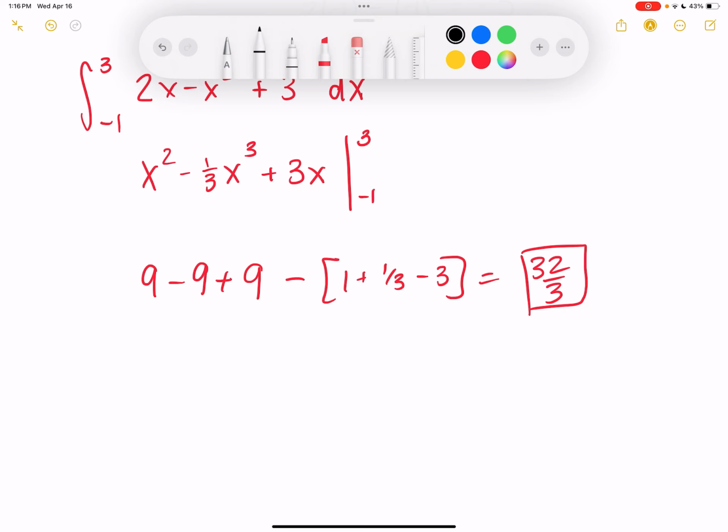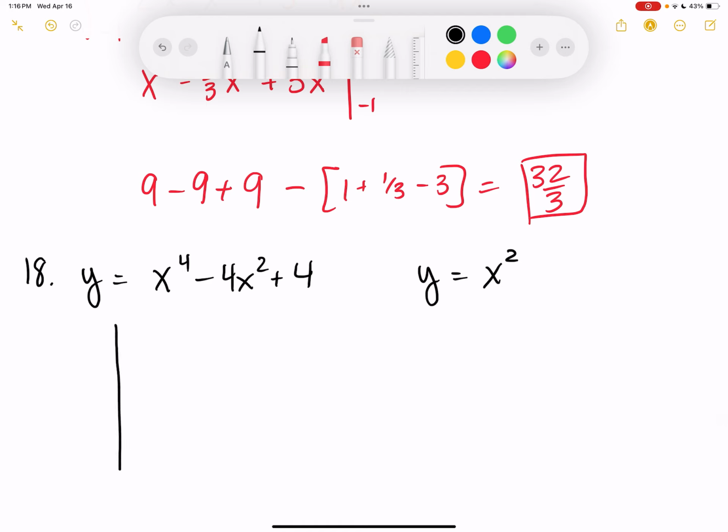All right, so this one is the same type of thing. 18y equals x to the 4th minus 4x squared plus 4, and y equals x squared. Now, I don't know about you, but I don't know what that first one looks like. So I'm going to have to start plotting some points and hoping for the best. So I would recommend we start out with what we do know, which is this.